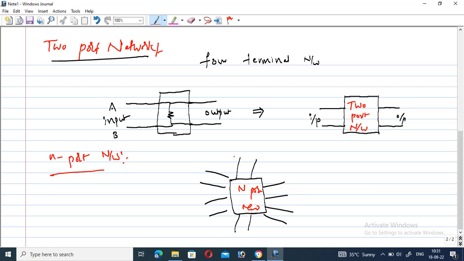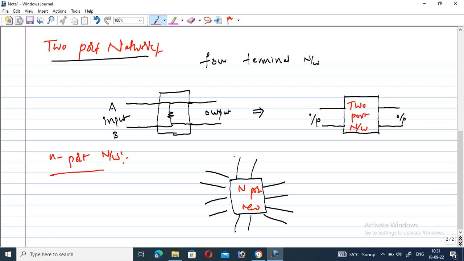Okay, this is a scenario of how we can analyze the basic definition of the port. These two-port networks play a very important role in electronic circuits. Suppose you want to analyze transistors, we can represent them with the help of two-port networks only.